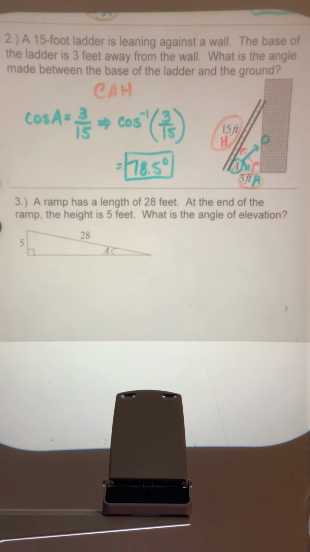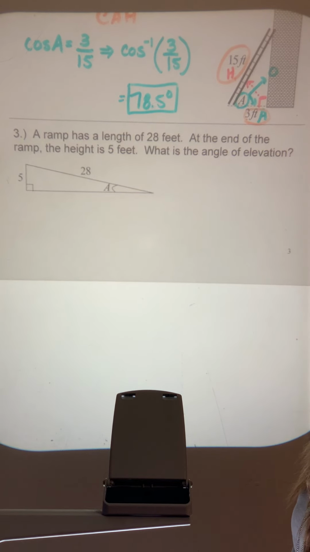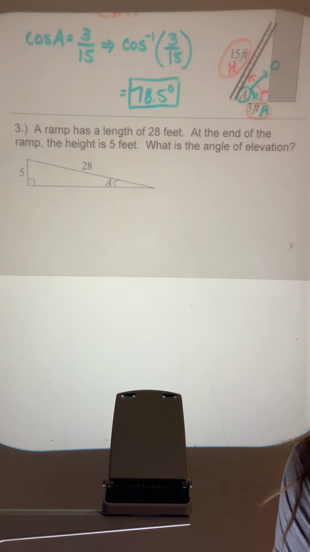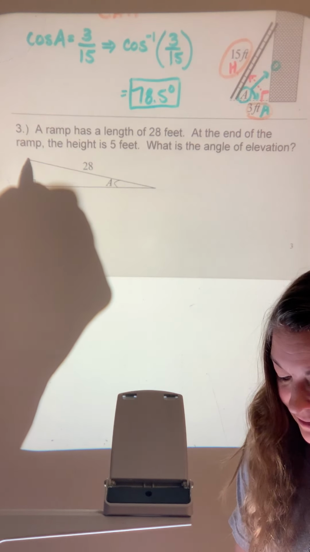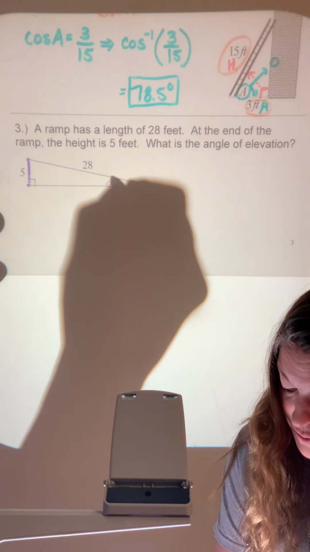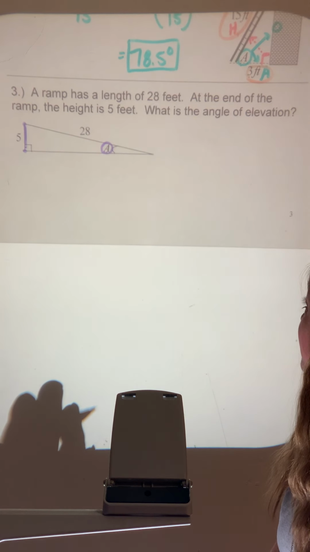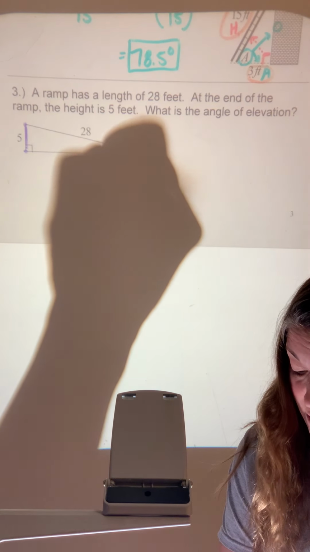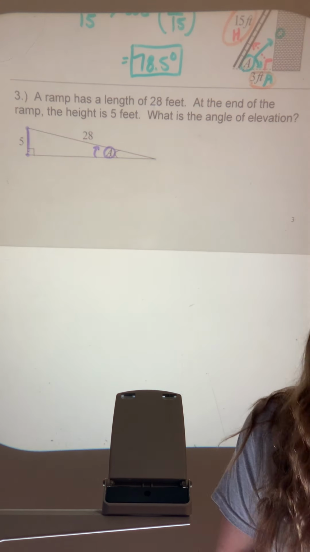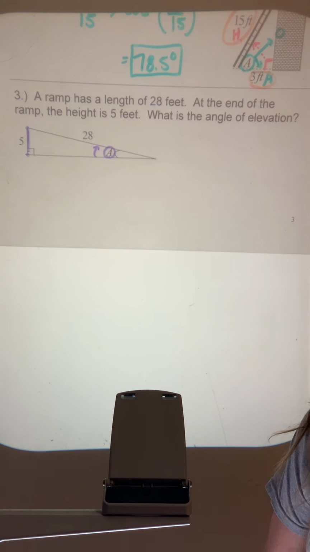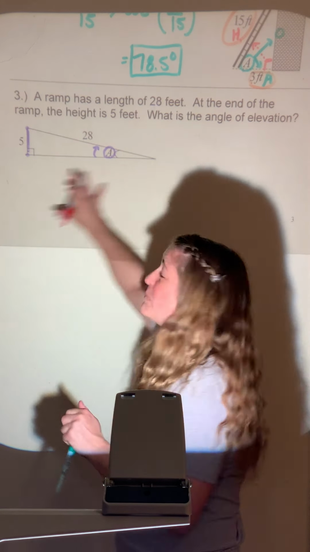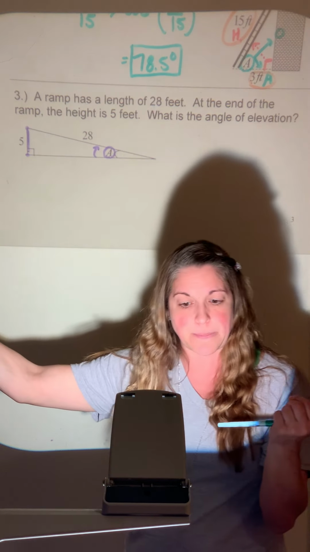And last one for this, a ramp has a length of 28 feet. At the end of the ramp, the height is 5 feet. So basically, the ramp ends here, and it is 5 feet up. And we want to know what is this angle of elevation. Again, elevation, because from down up is your angle of elevation. So basically, what's the steepness of this ramp? Okay, if somebody's got a wheelchair, or they're pushing up furniture on a dolly, is it going to be too steep for them to actually be able to easily get it up there?